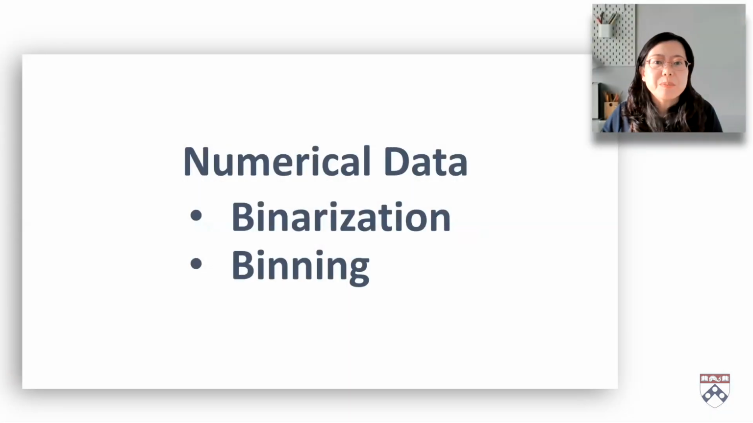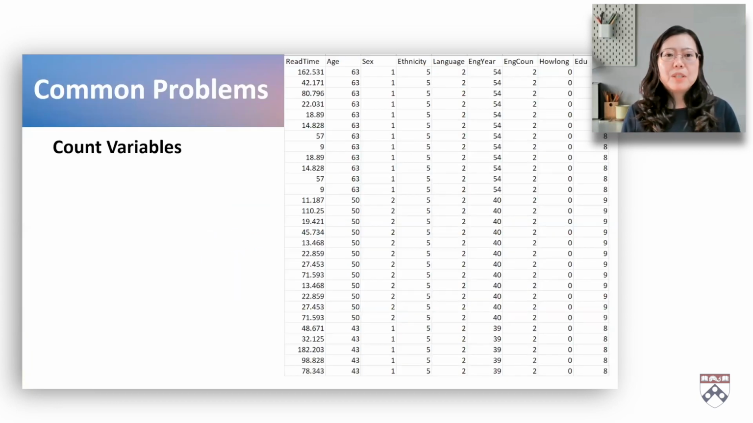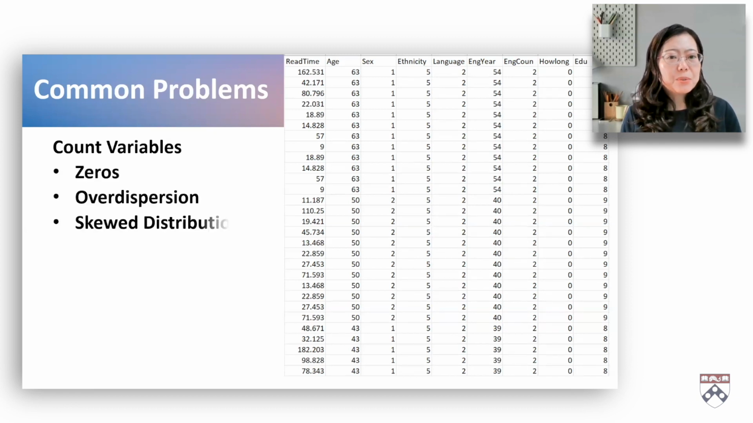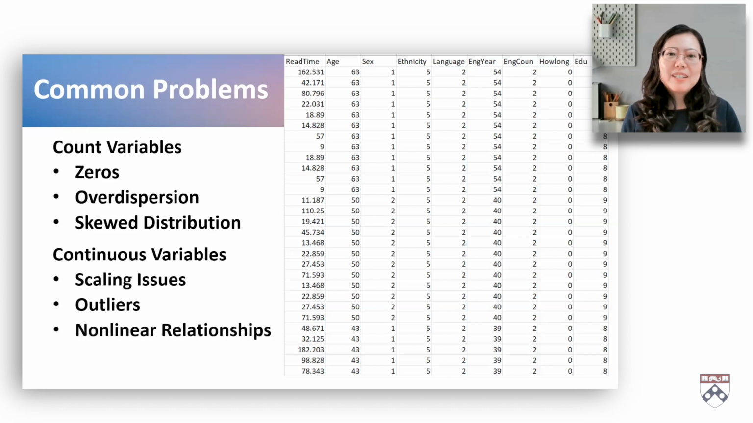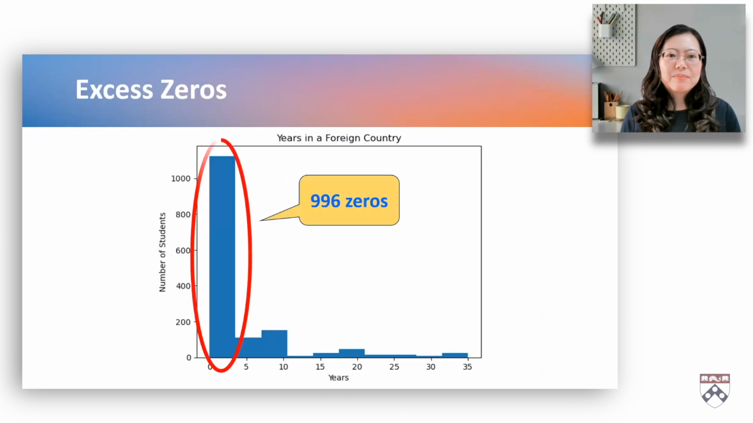In this video, we'll explore how to deal with challenges with numerical data during feature engineering, focusing on binarization and binning. Addressing these challenges is crucial for building effective machine learning models. We'll first talk about common problems in numerical data. Count variables have the issues of many zeros, over dispersion, and skewed distribution. Continuous variables have scaling issues, outliers, and nonlinear relationships. We'll discuss the solutions to these issues in this and next videos.